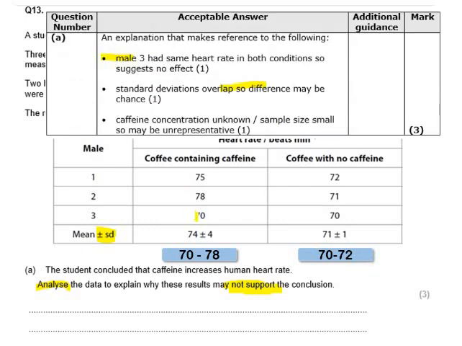We also see that male number 3 did not have a change in their heart rate at all. This was the mark that a lot of people got. As we said earlier, standard deviations overlap, so the difference may be due to chance and may not be significant. And finally, we do not know what concentration of caffeine we use, so we can't really be sure whether it was enough to cause an effect, or you could have said that the sample size was too small. They're only using 3 males, so we cannot conclude that caffeine increases human heart rate. They have not used enough participants in this experiment.